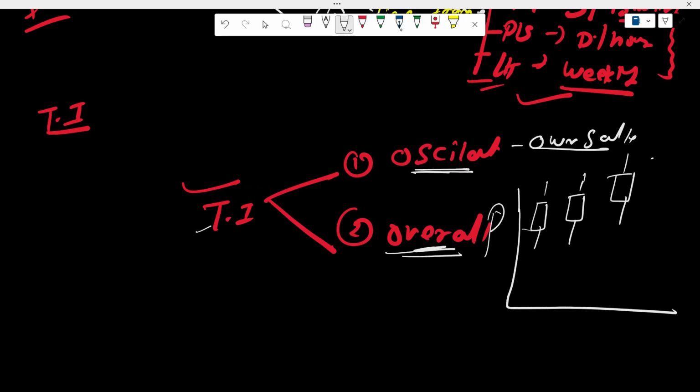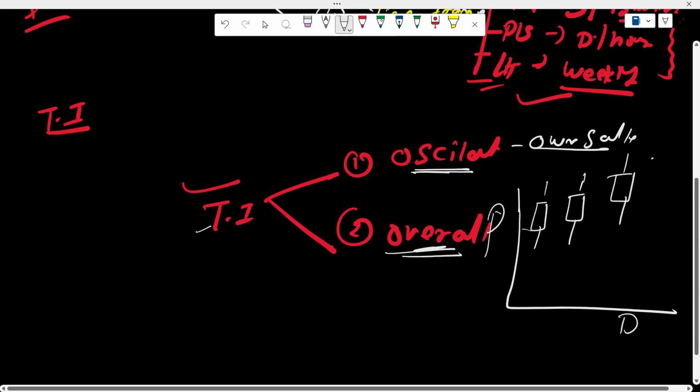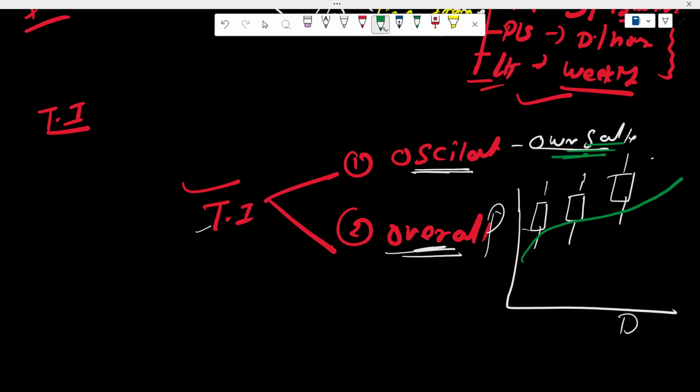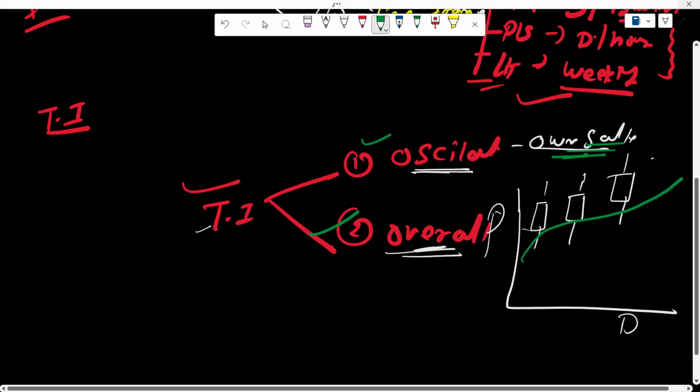So this is a price chart, let's say these are the candles. An overlay indicator can draw the same line on the price chart. Oscillating indicators will have their own scale, and they cannot be drawn on the price chart. So if I ask you about the moving average, which category does it belong to, oscillating or overlay?